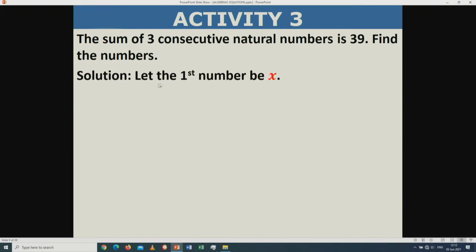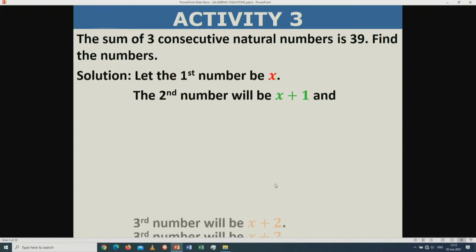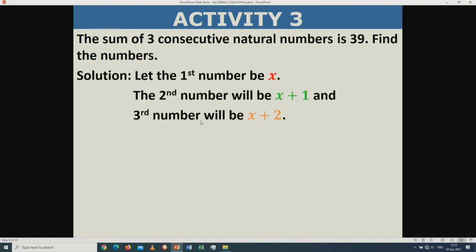Now let the first number be x. We know the first number is x. What will be the second number? Because the difference must be 1, the second number will be x plus 1. And the third one, surely it must be x plus 2. Right. The third number will be x plus 2.